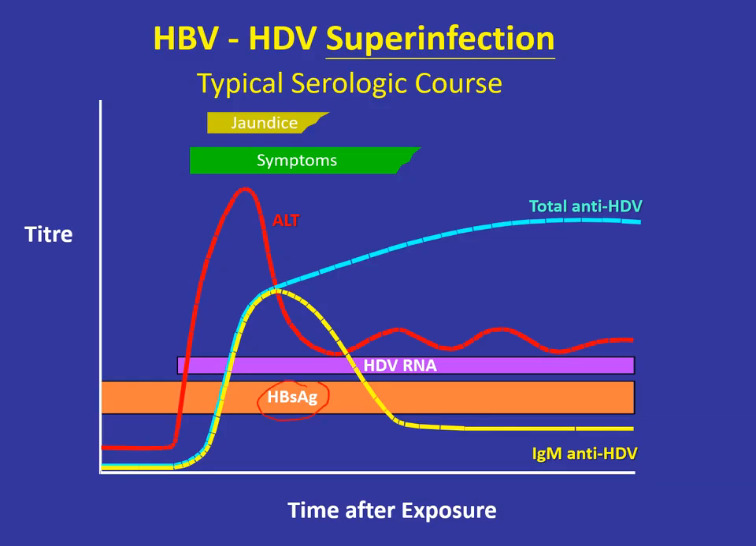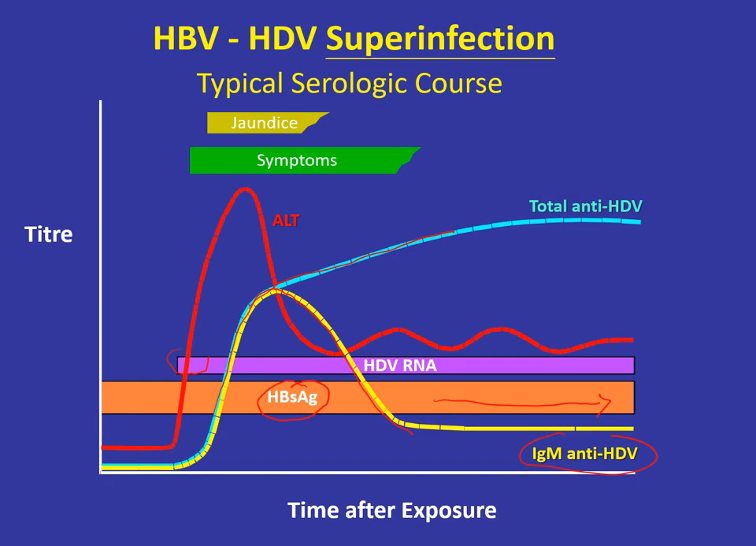So your HBsAg here is there for a very long time because this is a patient with chronic hepatitis B who happens to be infected with hepatitis D after getting hepatitis B. So this is superinfection. Your HDV RNA, again, will be the first marker that will be positive in patients with hepatitis D infection. And your IgM anti-HDV will initially be positive and decrease, and then it will be replaced by your IgG anti-HDV.